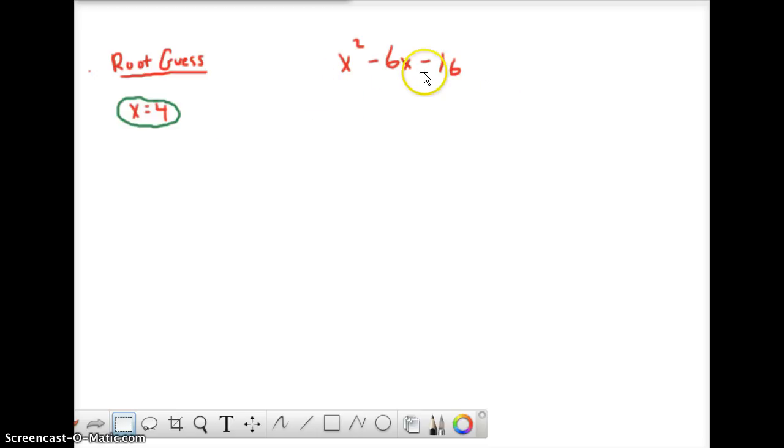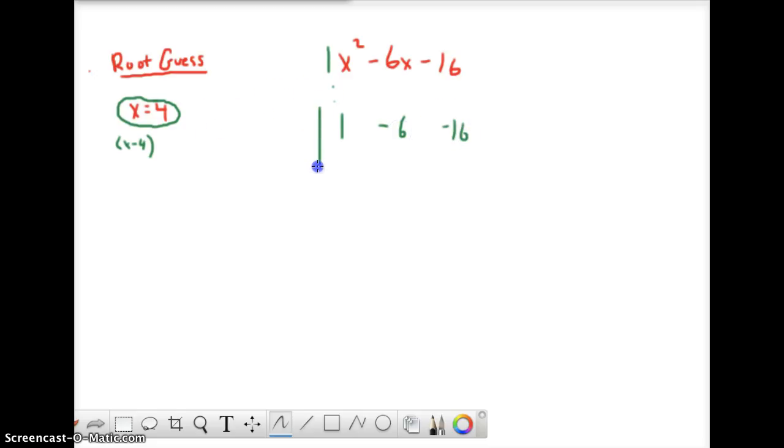So here we're taking a quadratic polynomial, and what I want to do is find the roots of that polynomial. So maybe I think, and obviously we could factor it, but maybe I think that x minus 4 is a factor of this polynomial. Well, another way of saying that is that 4 is a root of the polynomial. So what I do is I take the coefficients of the polynomial, 1, negative 6, and negative 16. And I'm going to just bring them right on down.